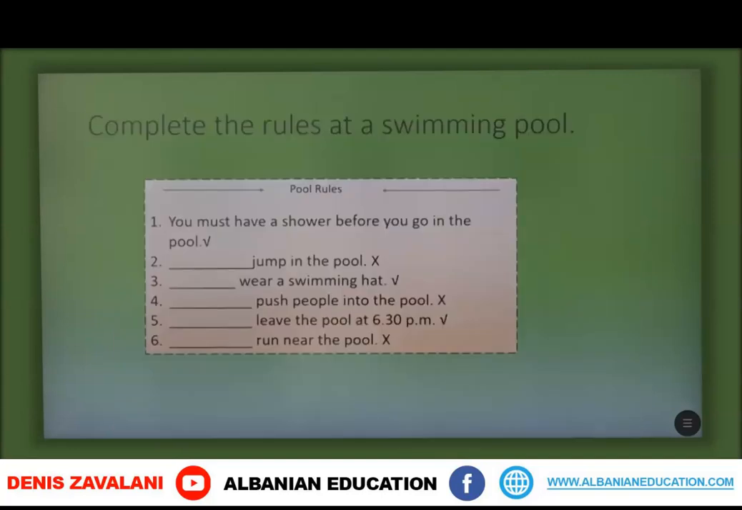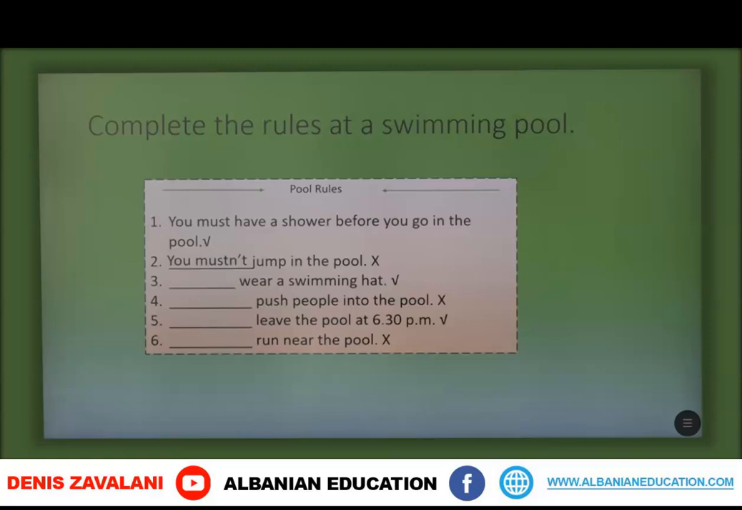We're going to complete the rules at a swimming pool. You can see the rules on the screen. At the end of each sentence, you can see a sign. So based on that, decide which one to use, must or mustn't. The first rule, you must have a shower before you go in the pool. The second, you mustn't jump in the pool.